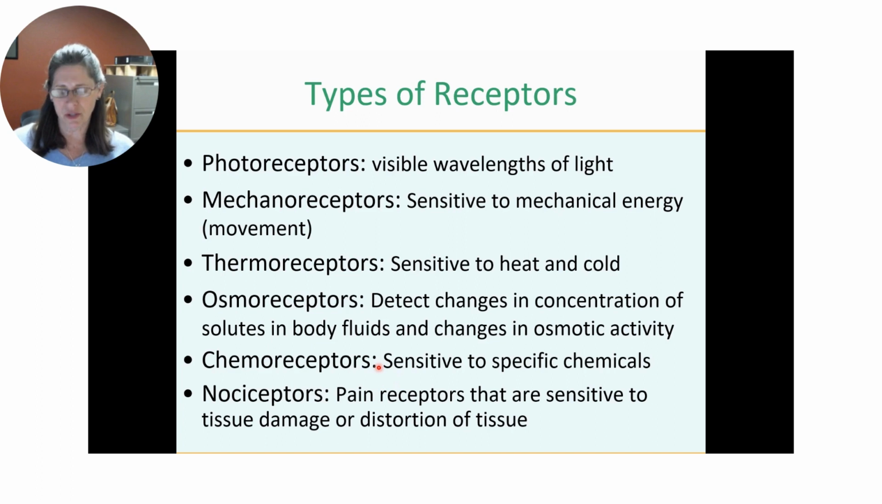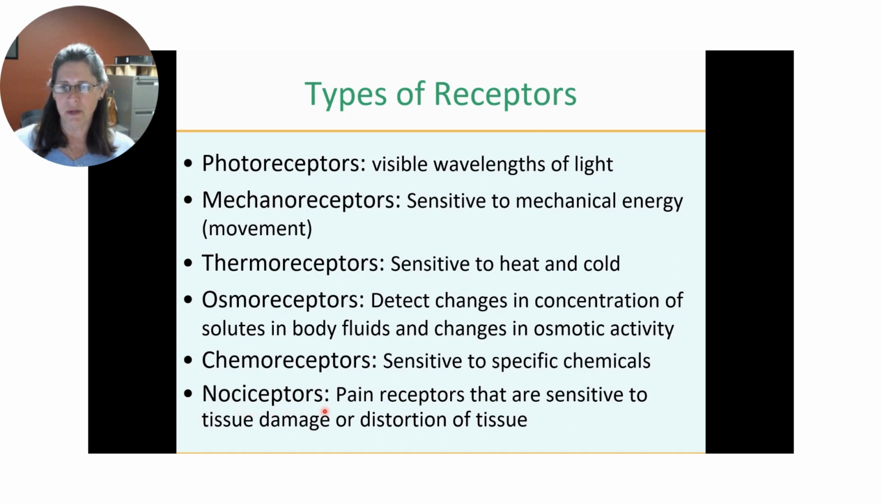Chemoreceptors are sensitive to specific chemicals. So they include receptors for smell and taste. But even within our body, internally, we have chemoreceptors that can detect oxygen and carbon dioxide concentrations. So we'll see that when we do the respiratory system.